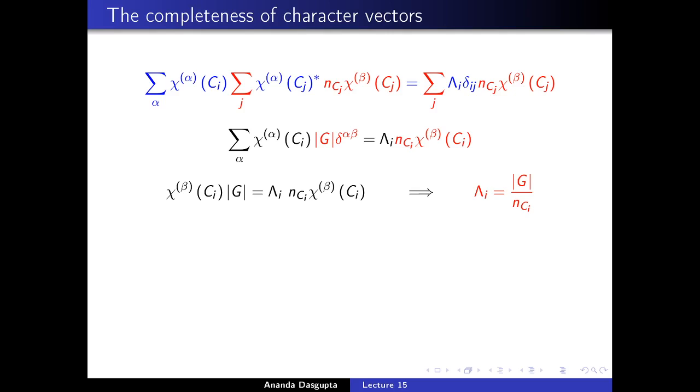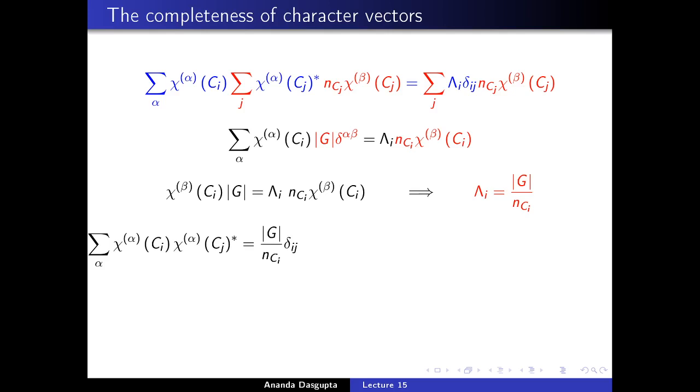Now, once we have the value of lambda I, we can of course plug it back and get an expression for the sum over alpha of chi alpha ci, chi alpha cj star. That, remember, was lambda I delta ij. Now lambda I is mod g by nci, the number of elements in the group divided by the number of elements in the ith class. Please try to arrive at the same result by using the group theoretical argument that I just described a while ago, using the concept of the centralizer of a group element.